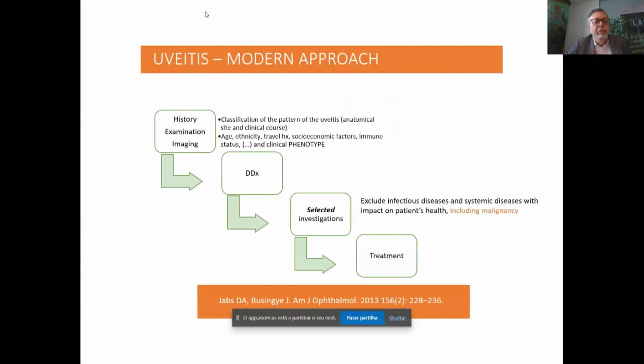So how do we go about this now? You have the history, examination, imaging, which is very helpful and supportive of the diagnosis. You find a classification of the pattern of uveitis, take into account everything else we discussed before, and you try to reach a phenotype. With that phenotype, you will then create your list of differential diagnoses. You will select the investigations, which will then allow you to exclude conditions which are going to be serious from the point of view of complications, infectious or malignancy, and then you propose your treatment. So make a specific diagnosis of a specific uveitic disease. That's what we like to achieve.